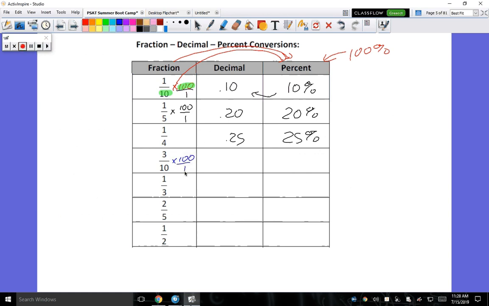This one's a little bit different. First, we're going to reduce the 100 and the 10 to what? 10. But then we need to multiply by whatever's left, if it's not 1, to get what? 30%. Moving the decimal over, 0.30. What's 1/3?